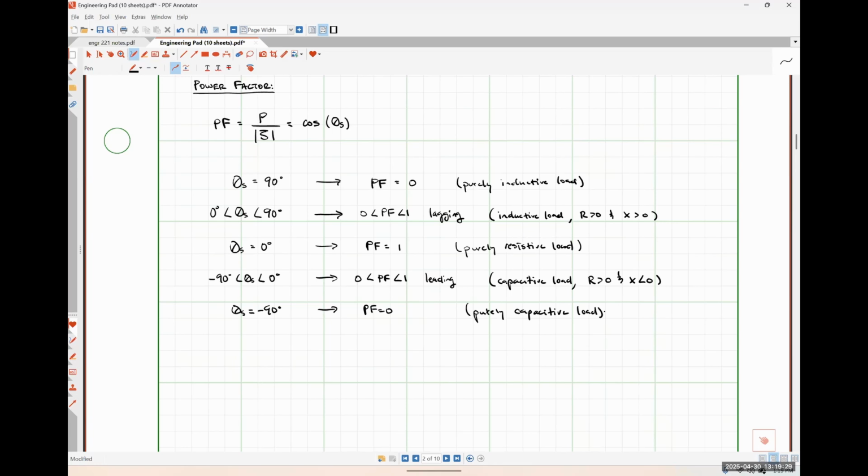So how do you guys feel about the concept of power factor as a whole, or do you need any sort of explanation? All right, so we're just churning and burning through this stuff because it's all review.